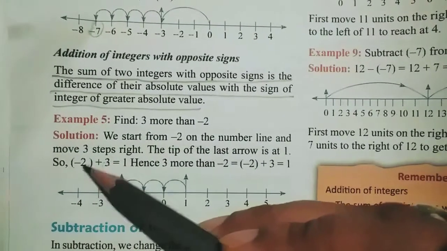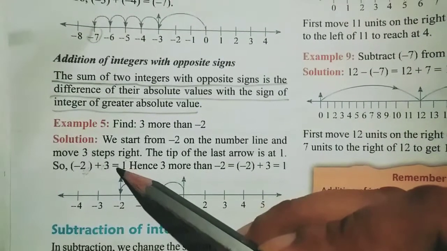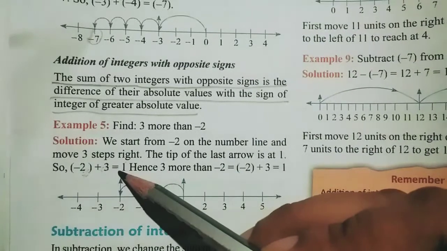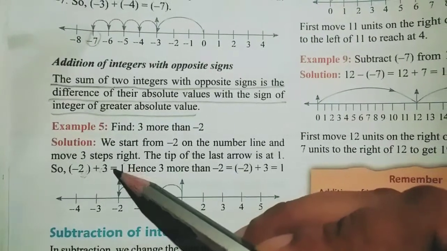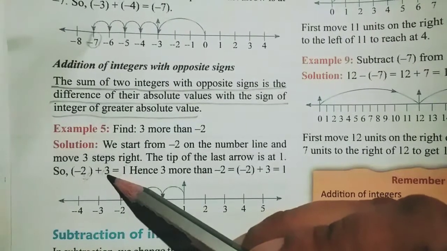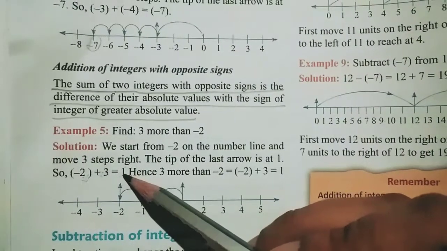So 3 minus 2 is what? 1. But whose sign will be there? The positive sign will be there because 3 is the greater number. So the greater number's sign you have to place here. Okay, in the answer you have to always place the greater number's sign. So 3 is the greater number here. So the sign of 3 is what? Plus. So here plus 1. That means positive 1. So this is the rule.